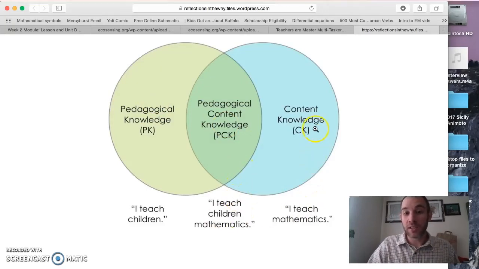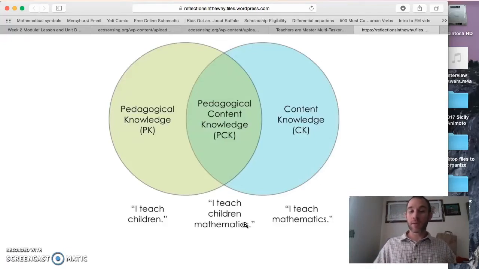How do I teach the selected content in the most effective way? And all of this, if I was to draw a big circle around the whole thing, would be the context. How do I teach my specific content in the most effective way for my students? Because not every student is going to learn the same way. Every year I get a new set of students, and every year they have new ways of learning.